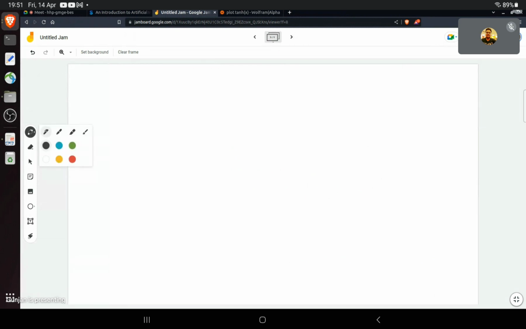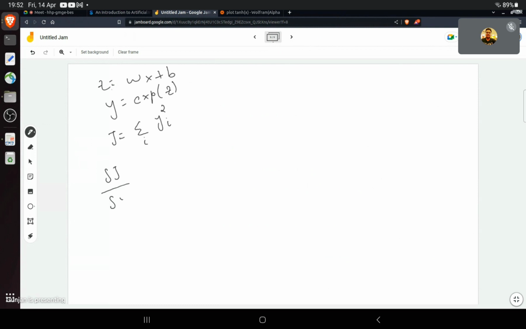They are saying that z equals Wx plus b, y equals exp of z, and J equals summation over i of y_i squared. So how will we go from del J to del b? We would do del J by del y, del y by del z, and then del z by del b. That is how we will compute it.